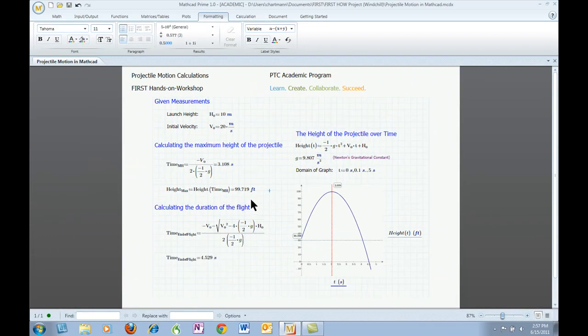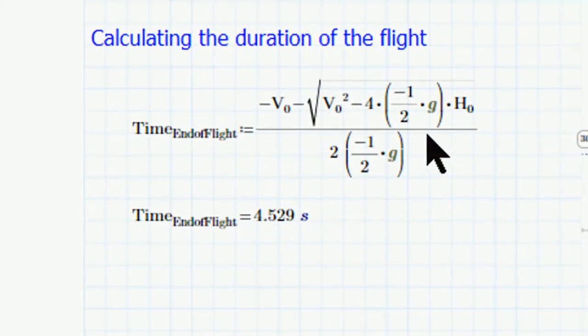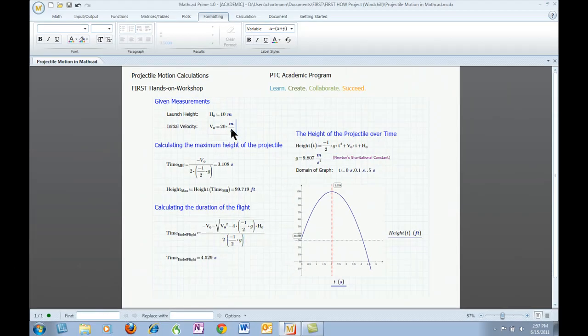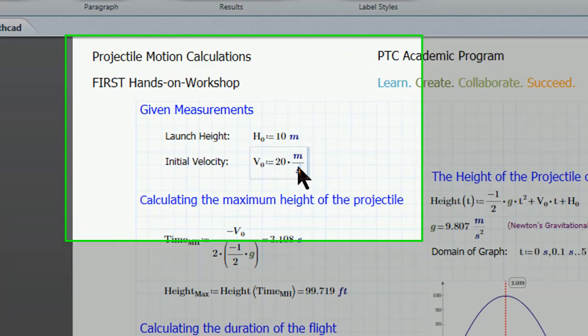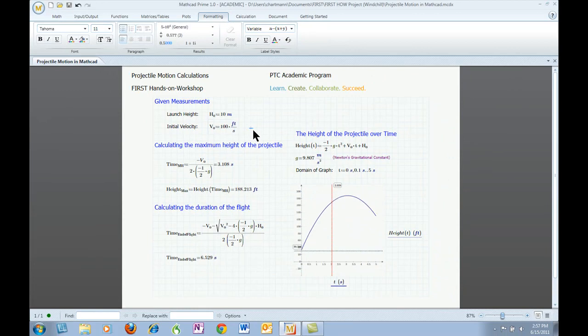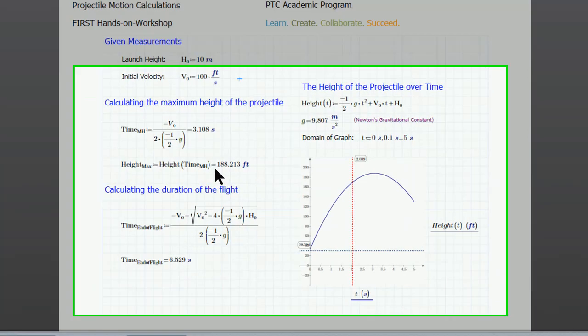Now for a quick demo of MathCAD's linked live mathematics capabilities. In this worksheet, the quadratic formula is used to determine the duration of the projectile's flight in seconds. If we were to increase the initial velocity of the projectile, we would expect the flight time to increase. So let's try it. If I go up here, I can edit this value and change it from 20 meters per second to 100 feet per second. And now when I click outside of that region, the entire worksheet updates simultaneously.